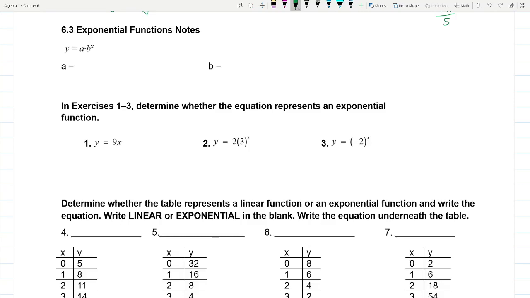This is 6.3 part 1, exponential function notes. Your objective today is that you can graph exponential functions. So, to start things off, what we're talking about are functions that are exponential. And we're going to need to figure out what these look like.